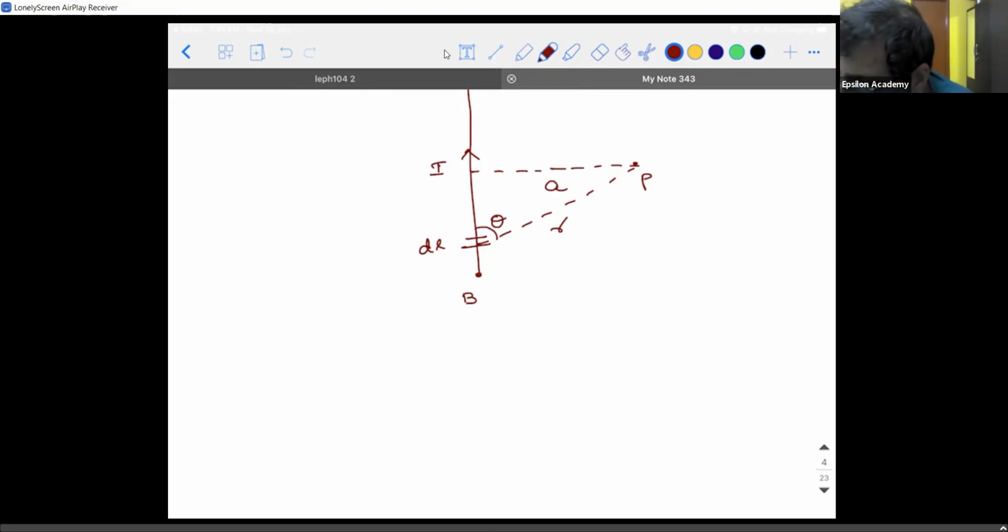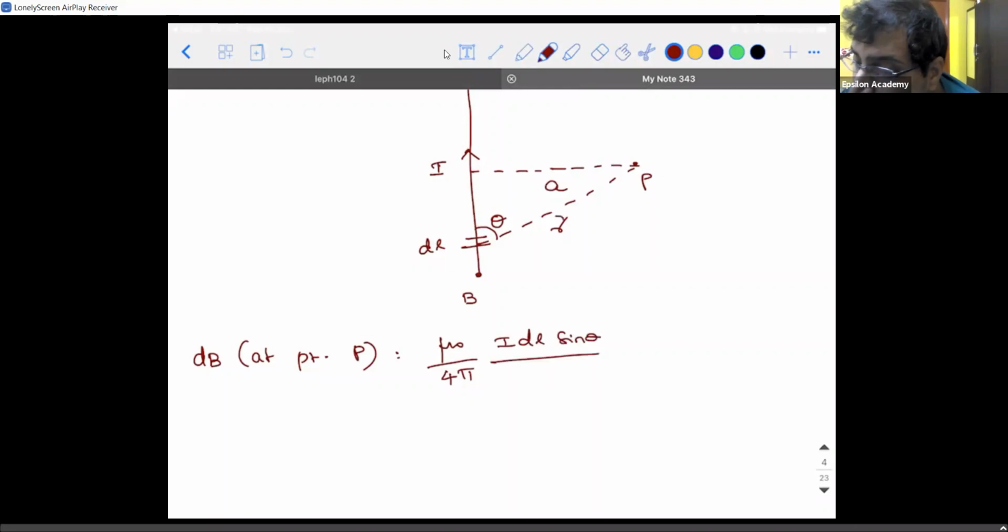Now, what is going to be the value of dB at point P? I'm not concerned about directions, guys. Direction we can find out later at any point of time. So what is the value of dB at point P? Is it not mu naught divided by 4 pi into I dl sine theta, the whole divided by r square? Let me call this equation number 1, correct? That's the basic Biot-Savart law.